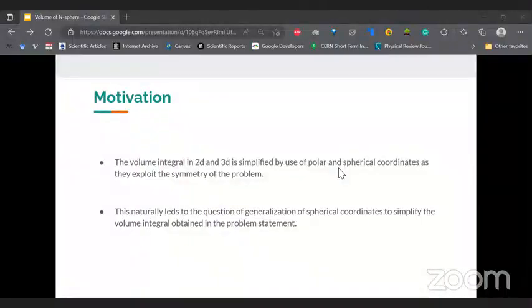Now the difficulty in the evaluation of the problem generally arises from the fact that the limits are very difficult to determine. In 2 dimensions and 3 dimensions, this difficulty is overcome by using polar coordinates and spherical coordinates. So this naturally motivates us to find the generalization of the spherical coordinate transformation that could exploit the symmetry of our problem and make it easier to evaluate the integral. Thus we arrive at the subproblem of generalizing the spherical coordinates.